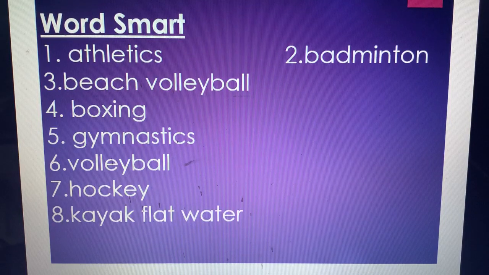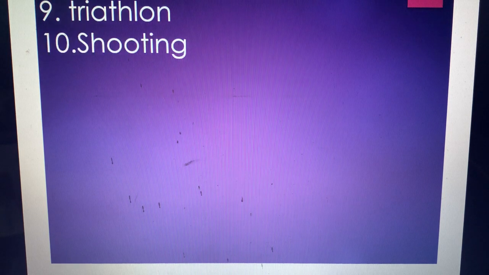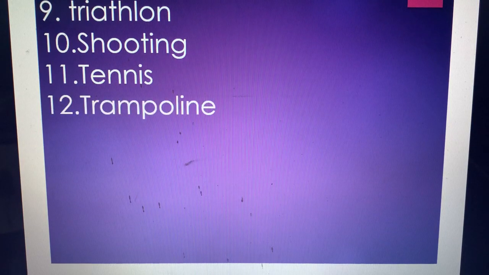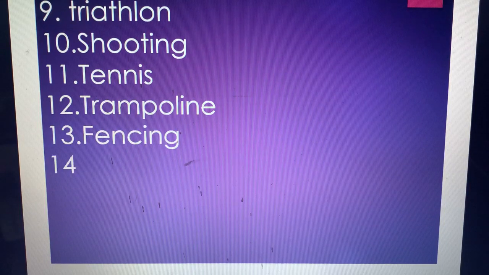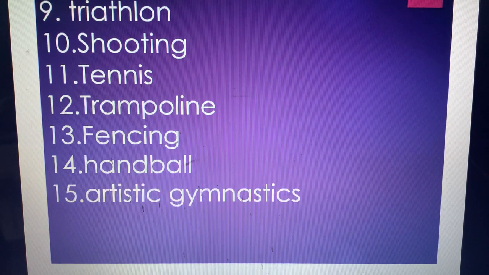The ninth one is given on the next slide. You can look over here. The ninth one is triathlon. Tenth is shooting. Then after that, there is tennis. Then trampoline. Then fencing. Then handball. After that, it is artistic gymnastics. Fine. So this is all about word smart.